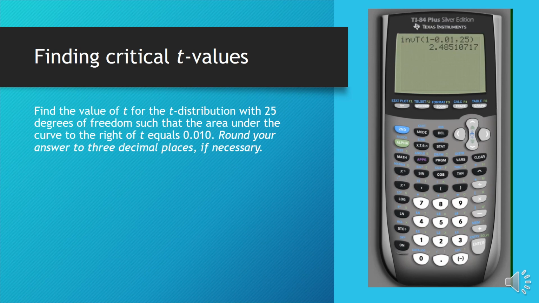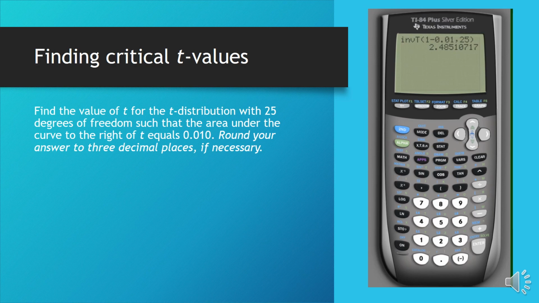So again, I went to second vars, and now I'm going to scroll down to inverse T and hit enter. My calculator wants to know the area to the left, so I'm going to do 1 minus 0.01. You can put it in your calculator just like that, and your calculator will simplify it for you. Then the degrees of freedom is 25. They tell us the degrees of freedom in the problem. Then I'm just going to hit paste and hit enter, and that's going to run it.